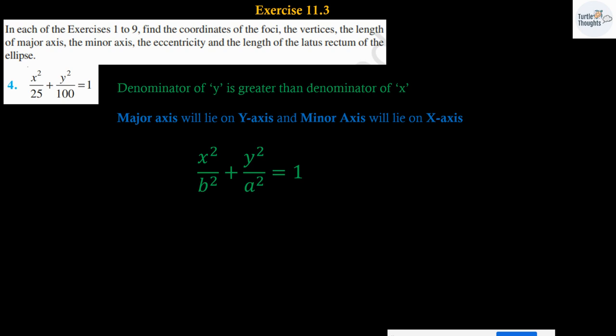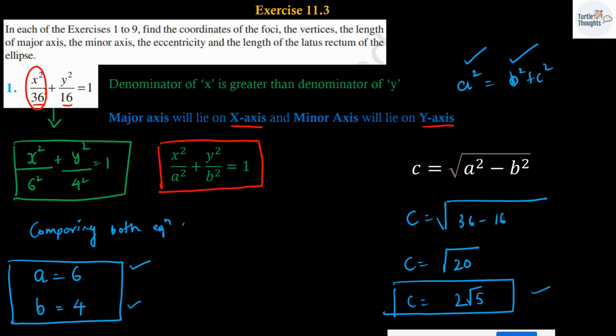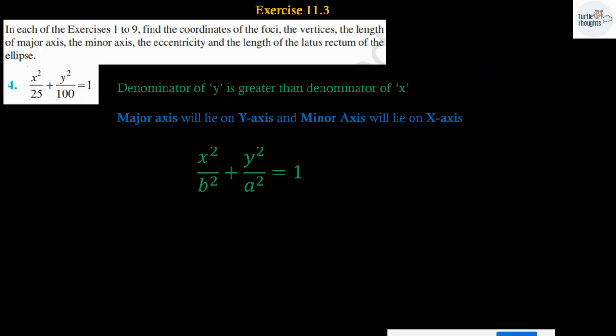The first step is going to remain the same as we have taken for the first question, but the only difference is we have to first observe the denominator, which is going to be greater and which is going to be smaller. In the question, I can observe that the denominator of y square is greater than that of x. So the major axis will lie on the y-axis and the minor axis will lie on the x-axis. So your equation is going to be x square divided by b square plus y square divided by a square is equal to 1.